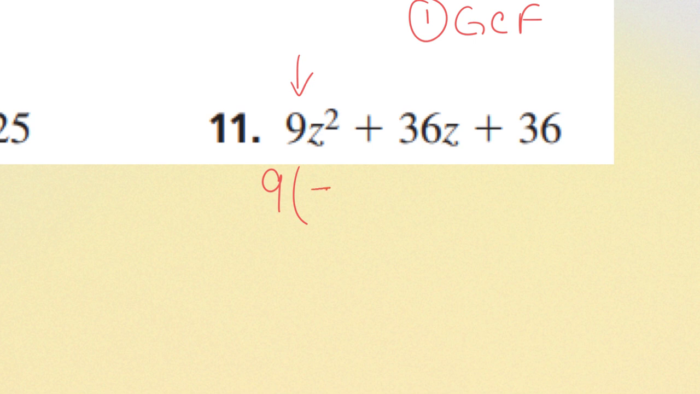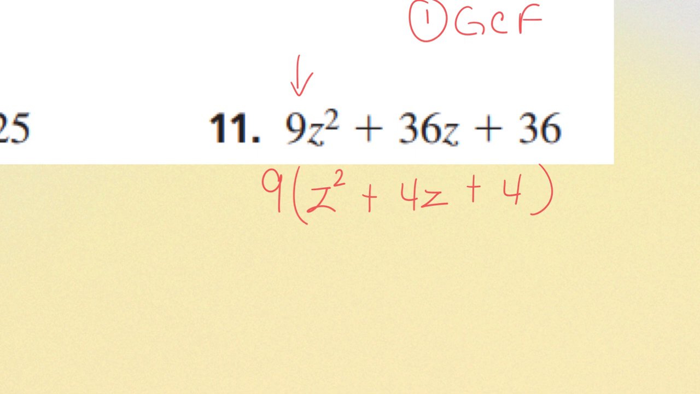z squared plus 4z. It looks like 2's. Let me rewrite that one. Looks like a 2z plus 4. Correct? Because if you think about it, when I distribute, I'm distributing 9 across. So I'm able to now continue to look for my pattern.